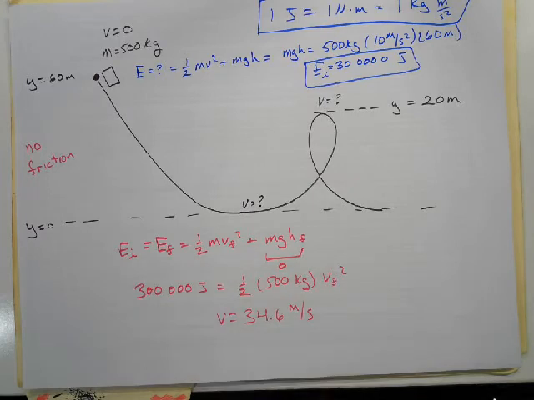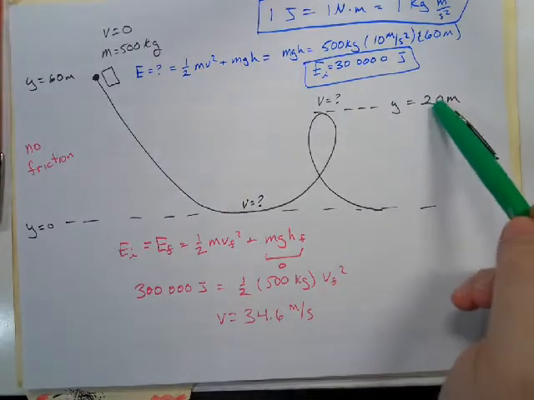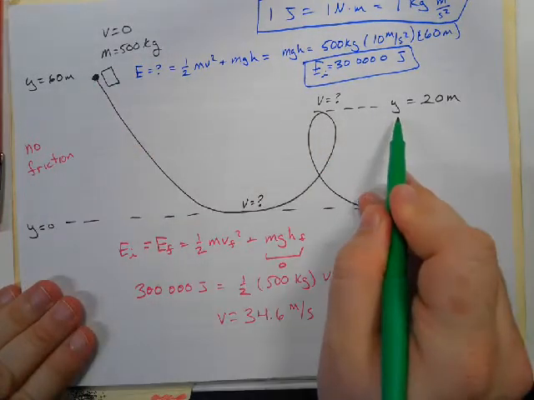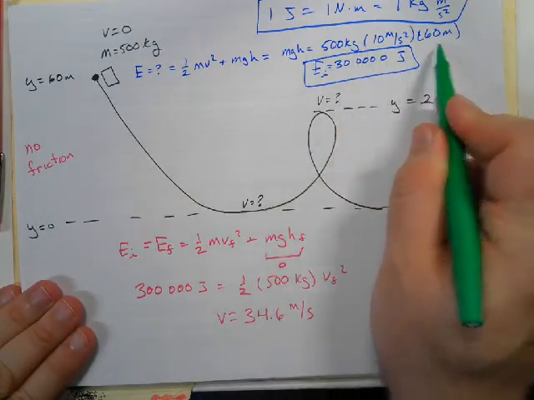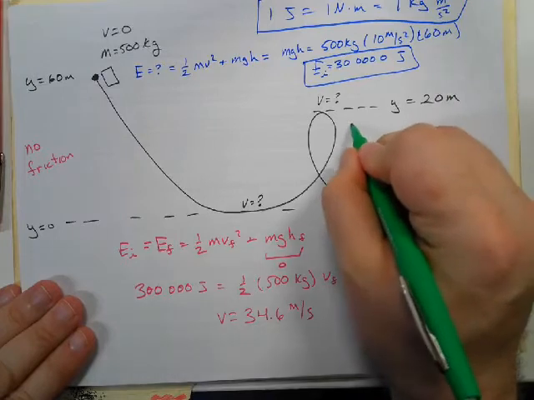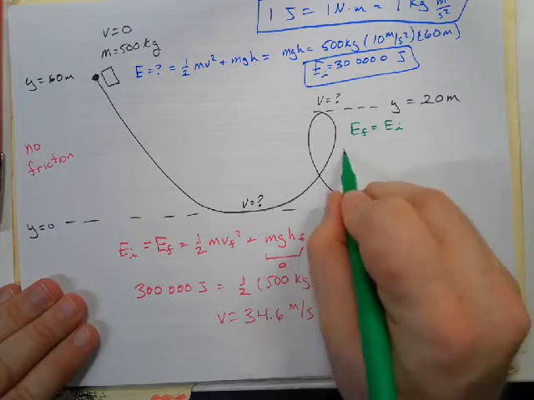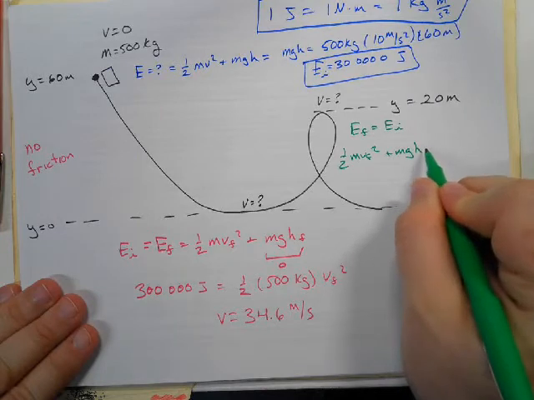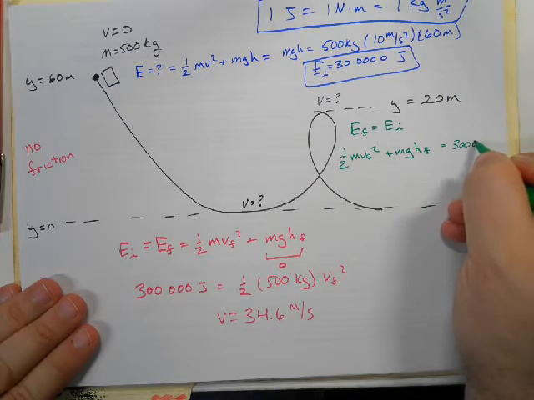So now we need to find at this new point up here what is the velocity, and we do the same sort of thing. We started here. When we get to 20 meters, what we've done is now we have this expression. E final is E initial. E final is just 1/2 mv final squared plus mgh final. And E initial is 300,000 joules.